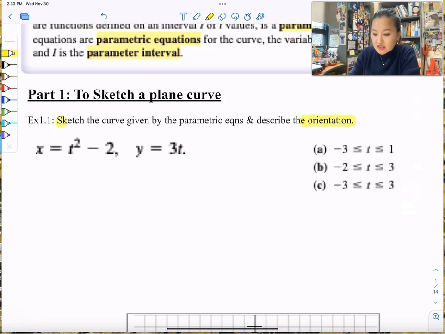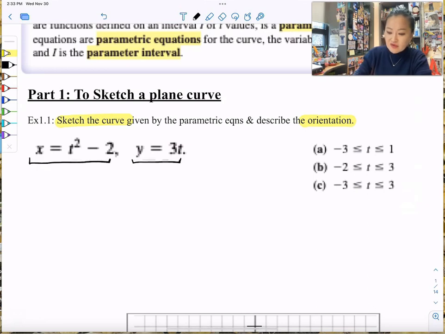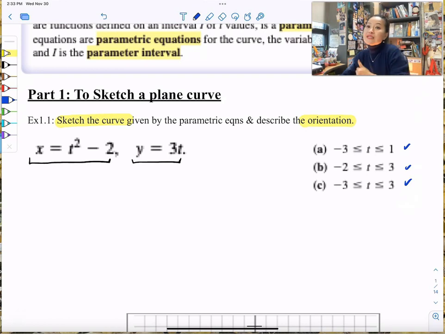We're going to do two things: sketch, and mark the orientation. Here's what we mean by that. It's super easy to do. We're given X as a function of time, Y as a function of time. It looks like we're given 3 different intervals, so let's try the first one. It means from -3 seconds to 1 second. What happened? Which direction was it traveling?